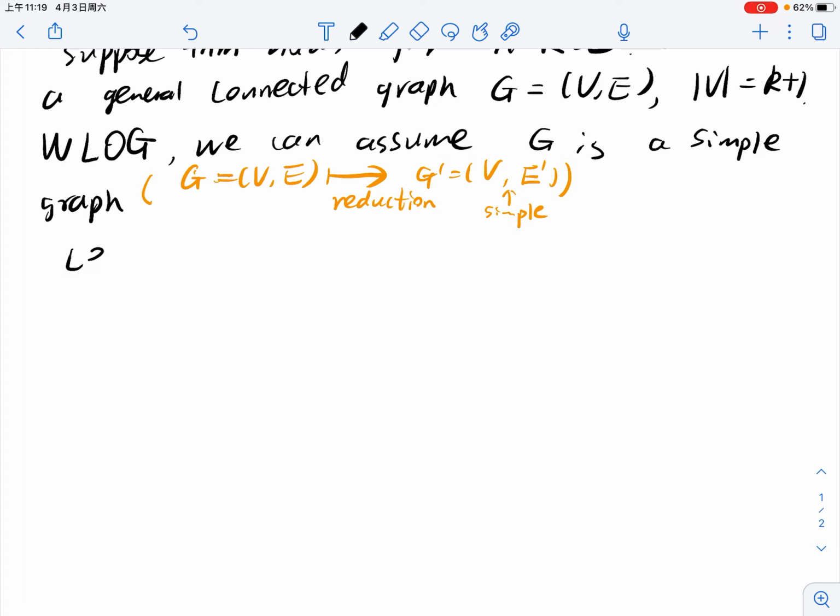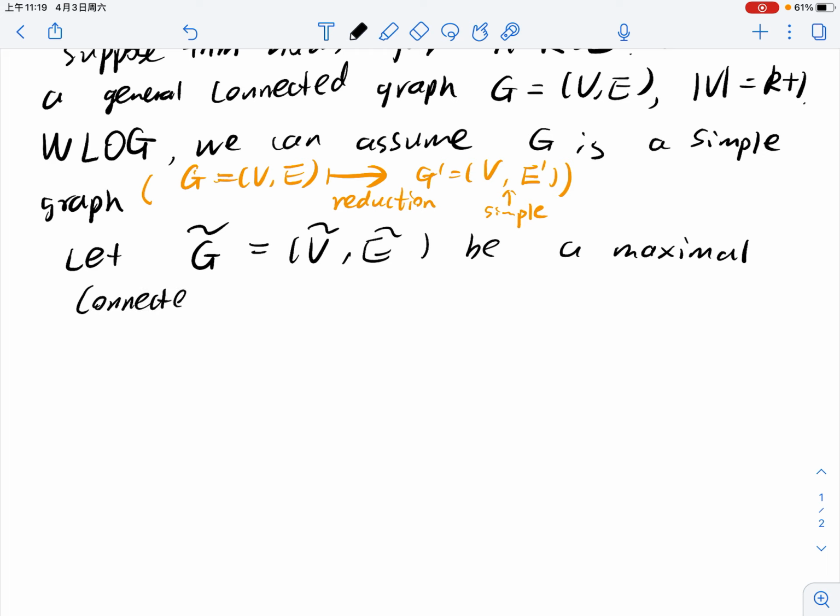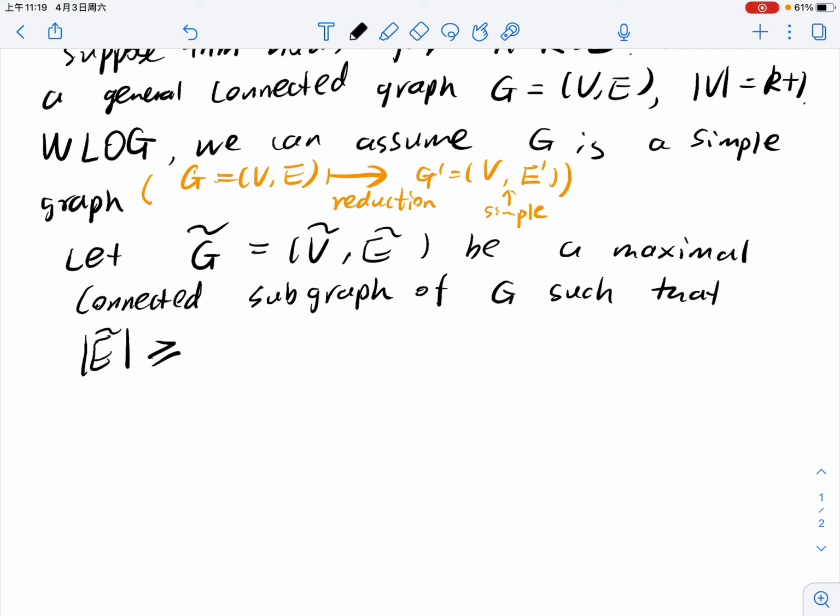Now let G theta equals (V theta, E theta) be a maximal connected subgraph of G such that the cardinality of the edge set E theta is greater than or equal to the cardinality of the vertex set V theta minus 1.